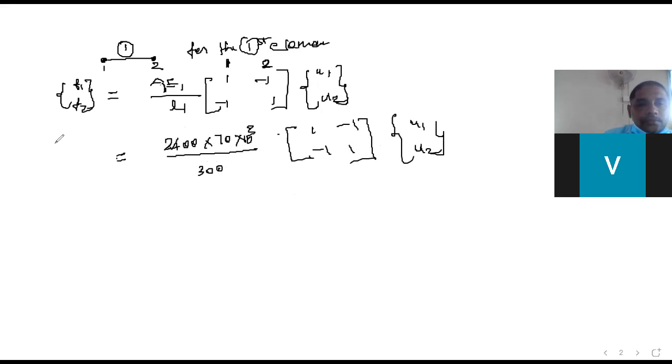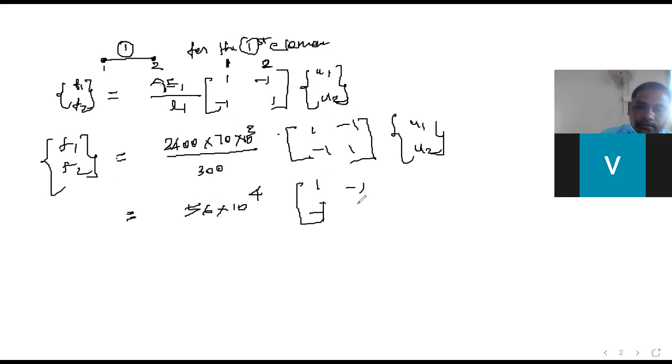Here we have F1 and F2. You won't bother about the force vectors and deflections; we have to concentrate only on the stiffness matrix. So simplify the stiffness matrix, because we need to assemble all those things in the next step. If you simplify this equation, ultimately you will get 56 into 10 power 4 into [1 -1; -1 1] multiplied by U1 and U2.